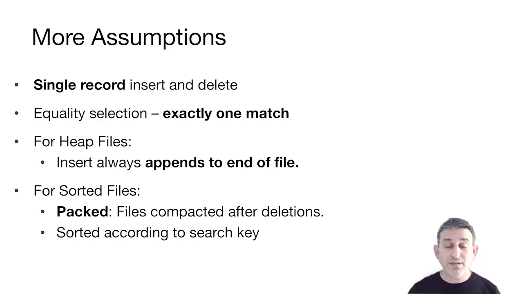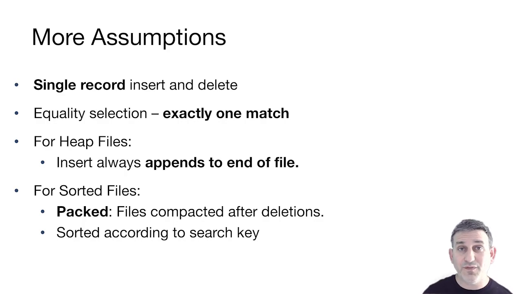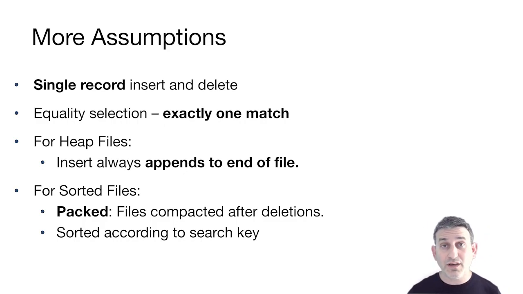For heap files, we're going to assume that insertions always append to the end of the file, to the last block of the file in the last empty slot of that block. Again, that's not necessarily going to happen in practice. We'll assume it happens today for our analysis. Now for sorted files, we're going to assume that we're going to maintain them packed, which means that after a deletion, we're going to compact the file so that it has no holes. These sorted files are going to be sorted according to some search key, which you can think of as a particular column that we want to sort on.